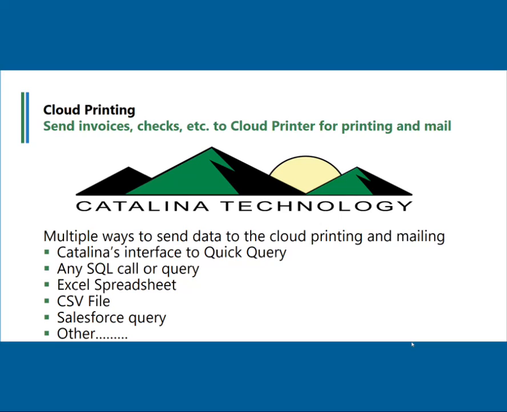We use Catalina's integration tools to retrieve the data from most any source. We've got an interface to QuickQuery, which we're going to show in a demo today. We could do it from any SQL call or query, an Excel spreadsheet, a CSV file. We can get data out of Salesforce or pretty much anything else. Then we bundle that data and merge it with a templating system to produce the document that you want, whether it's invoicing your customer or sending checks out of AP or sending letters, postcards, etc. Then we send it to the cloud printer, and then that cloud printing will do all the stuffing and mailing for you.